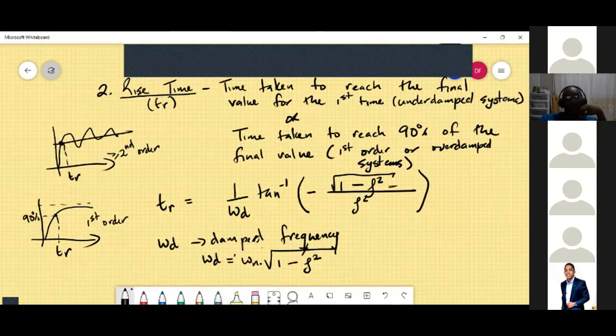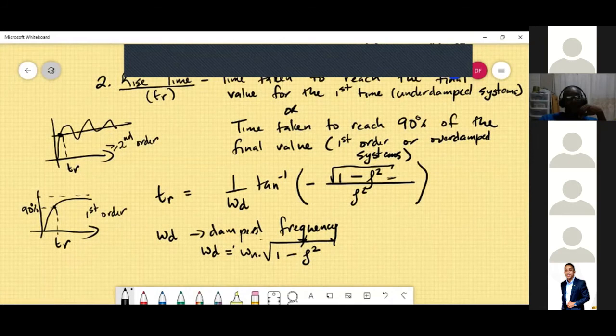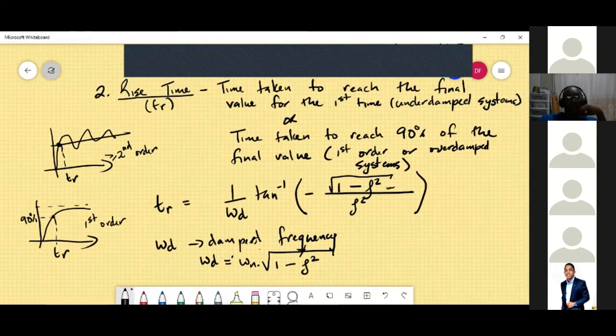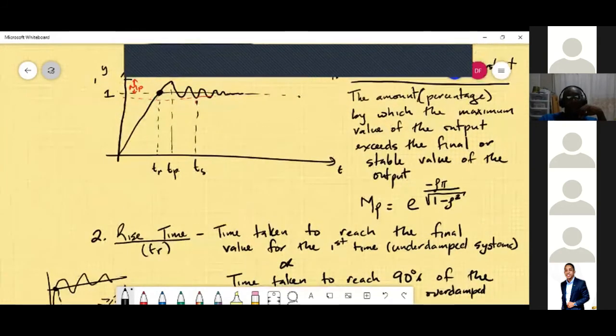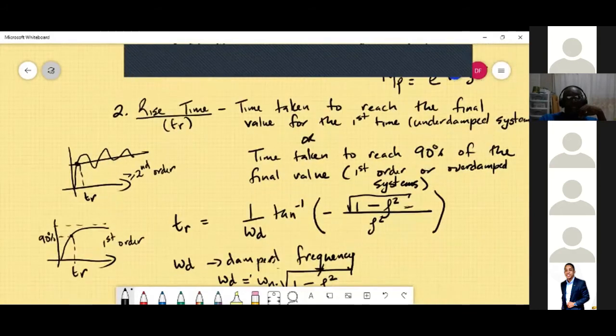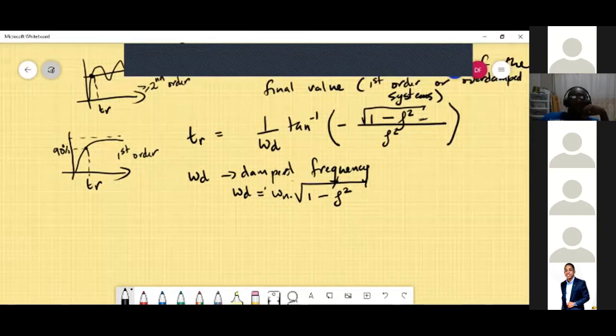All right, the third thing that we might want to control, apart from the maximum peak overshoot and the rise time, is the peak time.